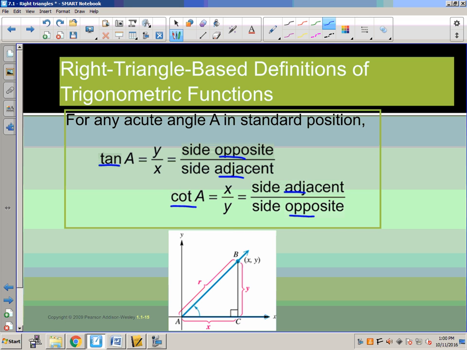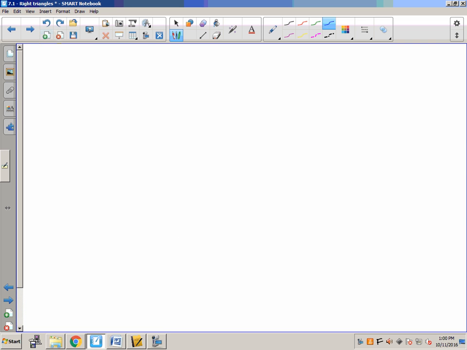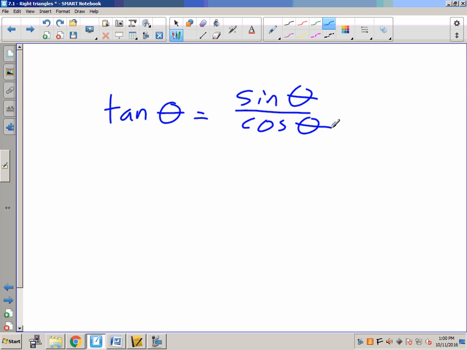Any questions so far? This isn't in here as a slide, but it's probably good to mention this right now because we're going to get into some stuff with it in just a minute. The tangent of an angle is equal to the sine of an angle over the cosine of that angle. Do you believe me? Yeah? No?